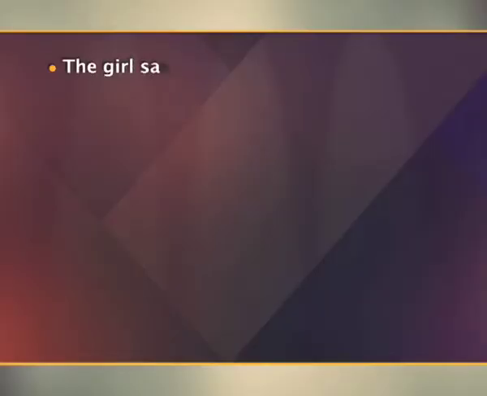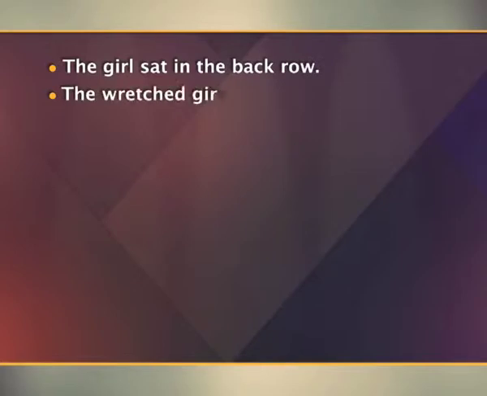Adjectives are words that modify, that is, describe, quantify or identify a noun or a pronoun. The purpose is to give more information so that the author's meaning is clear to the reader. For example, the girl sat in the back row. The wretched girl sat in the back row.